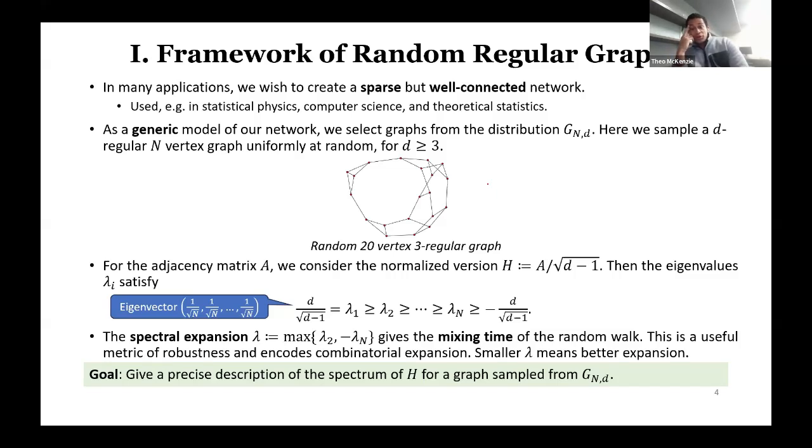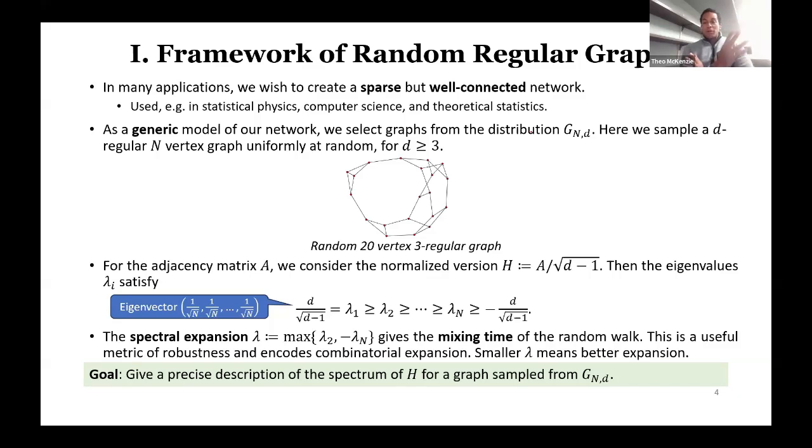So the model specifically that we're working with is going to be the random regular graph. This is often used when we want to create some type of network which is very, very sparse. So the degree of vertices is low, but still it maintains strong connectivity properties. And this is a ubiquitous model that's used in a lot of different areas.